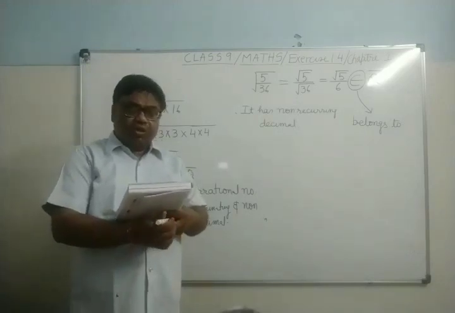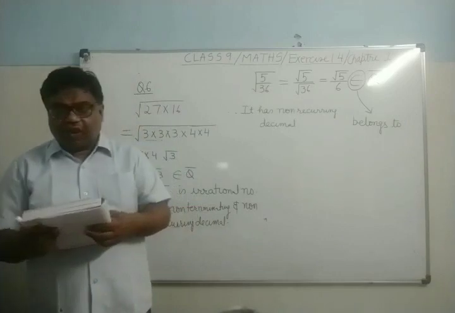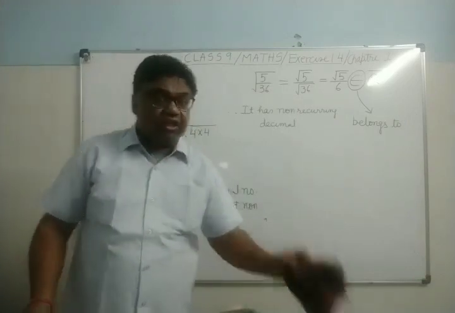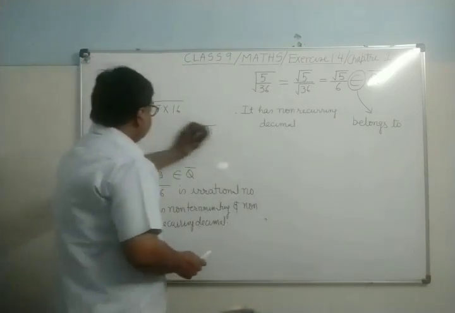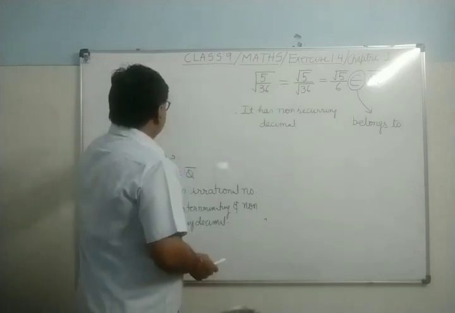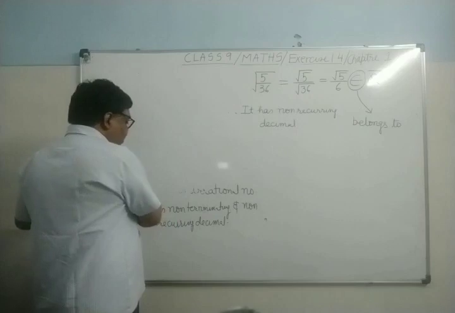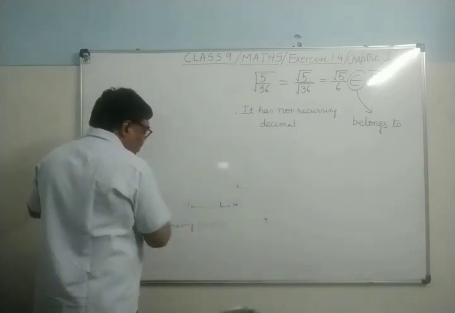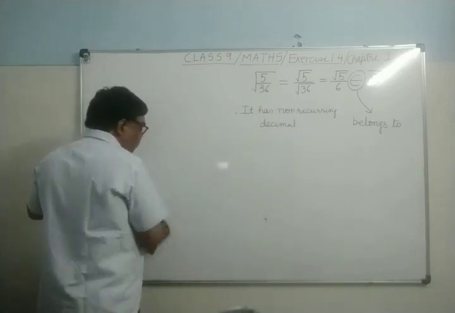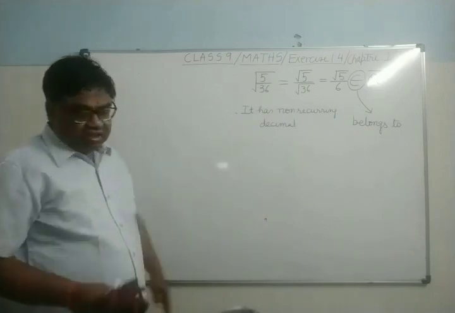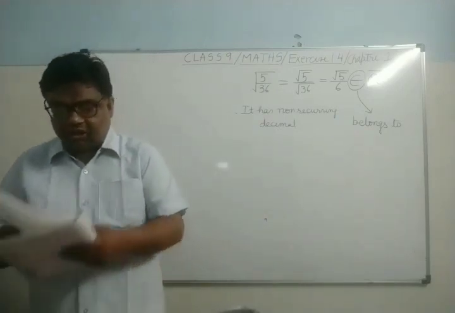Now question number 7. Here also we state which of the following numbers are irrational. So the rule is the same. If after simplification the radical sign is present, then it will be irrational. Okay. So you can see here the first part.